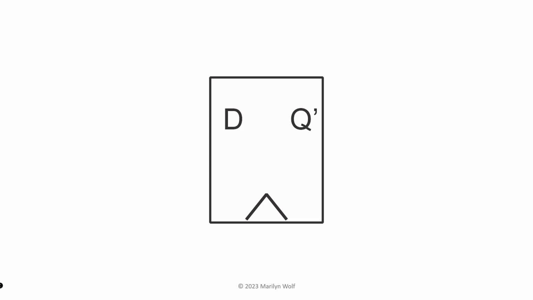This is the schematic symbol for a D latch. D is the data input where we give the value that we want to store. Q is the output of the stored value of the latch. In this case, we'll see that our latch will naturally produce the complement of the stored value, so we call this Q prime or Q bar. The triangle on the bottom represents the clock input that we use to control when the latch reads that D input and stores the value in the latch.